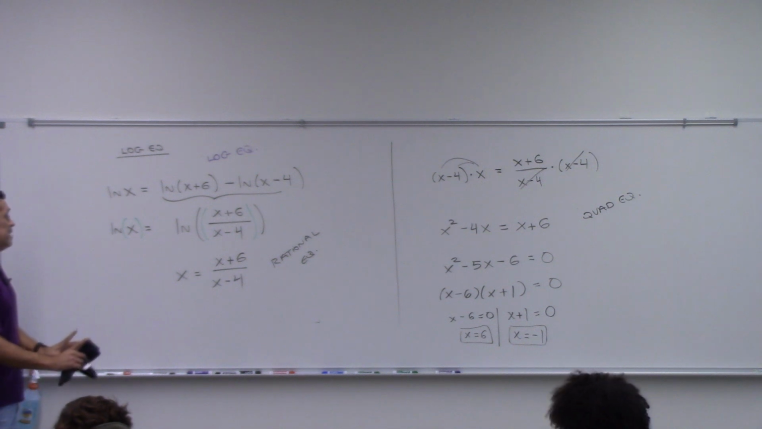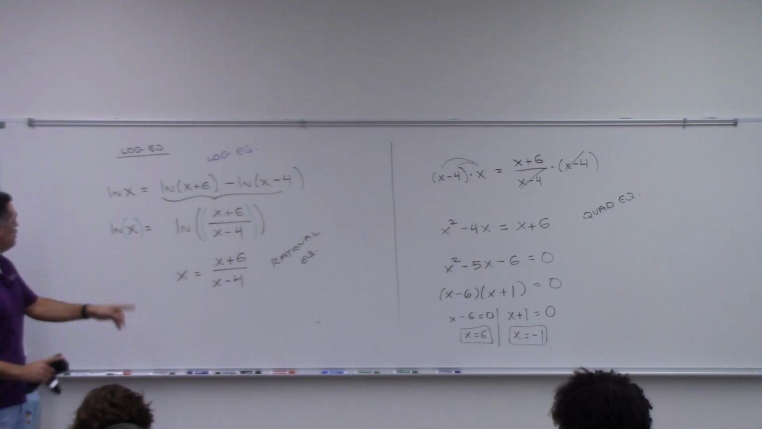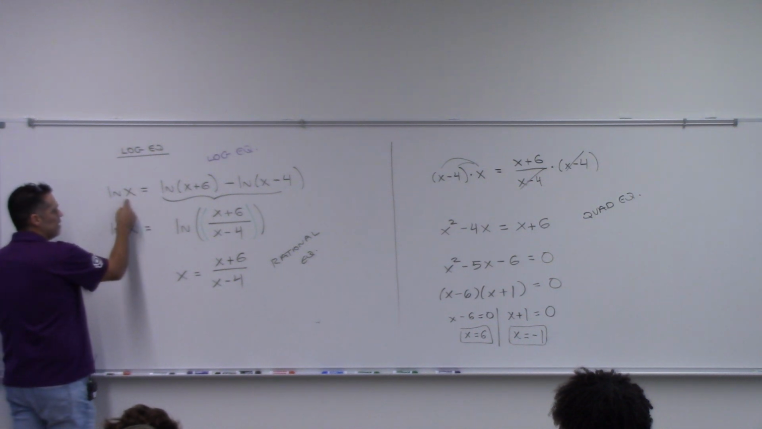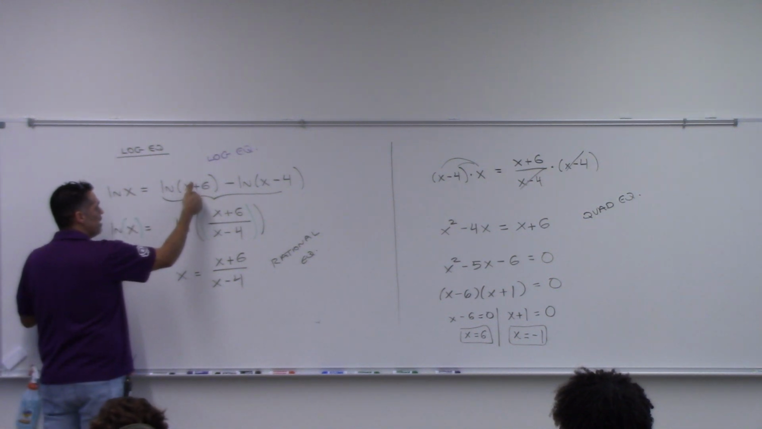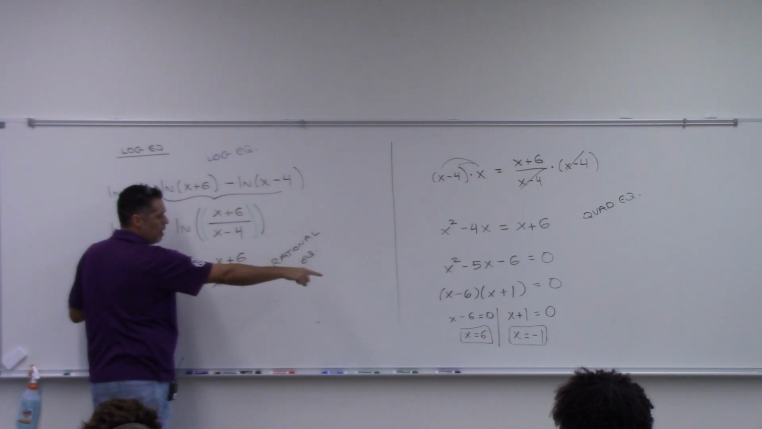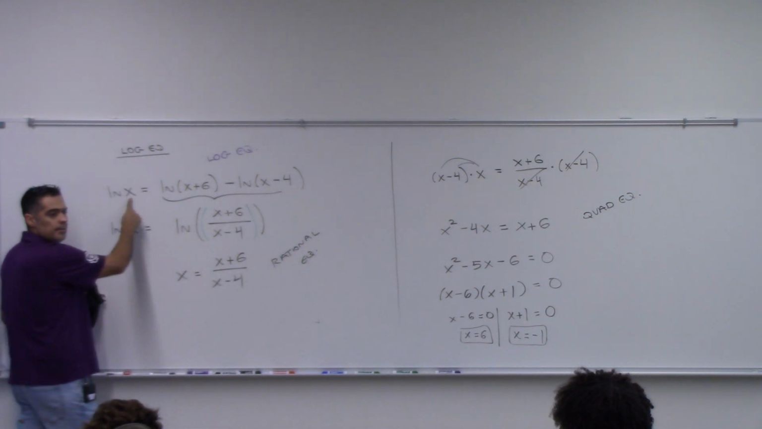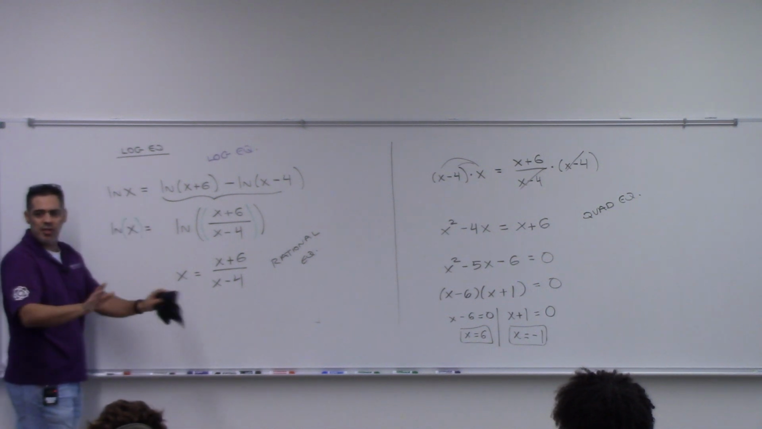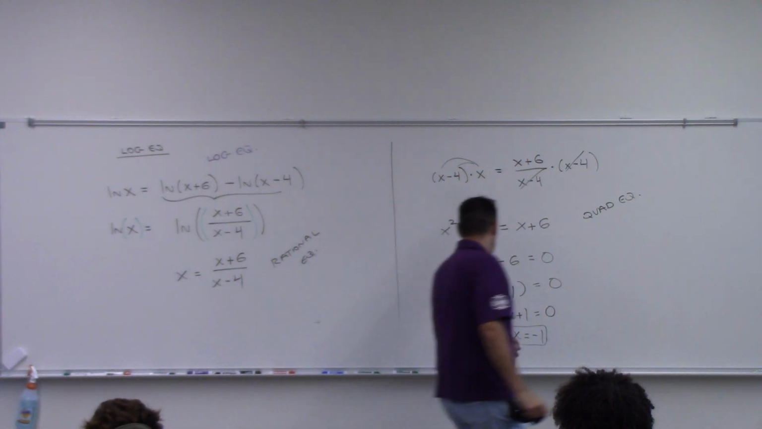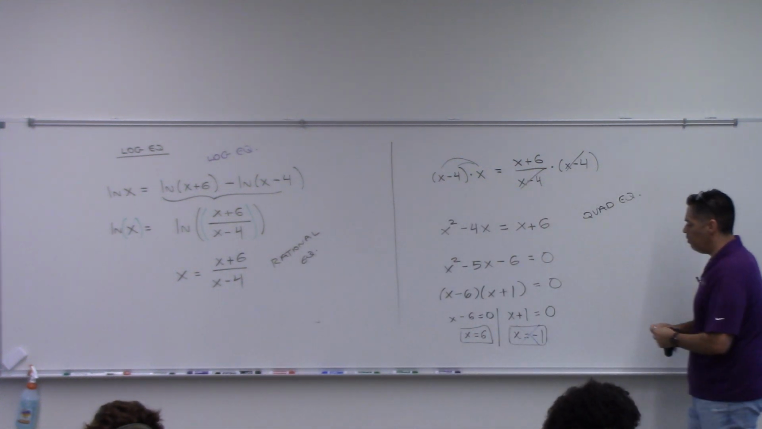All right, we need to check these answers. So let's try 6 first. 6 plus 6, oh, sorry, over here. 6, yes, that's positive, right? 6 plus 6, positive. 6 take away 4, positive. So the 6 works. Negative 1. Nope. Done. We don't have to check anything else. We throw it away. Okay? Throw it away. So we only have one answer.